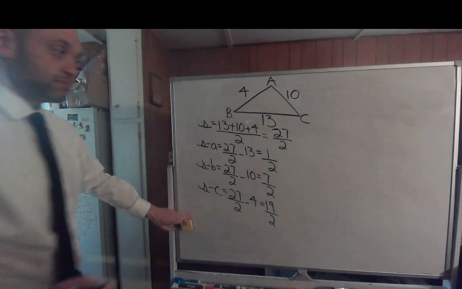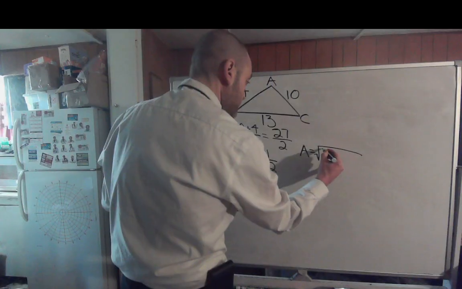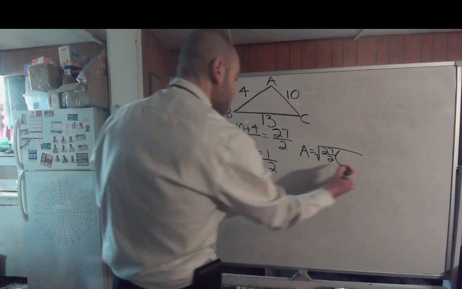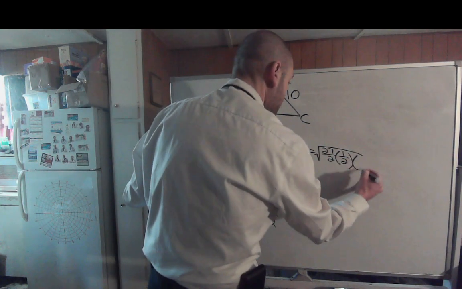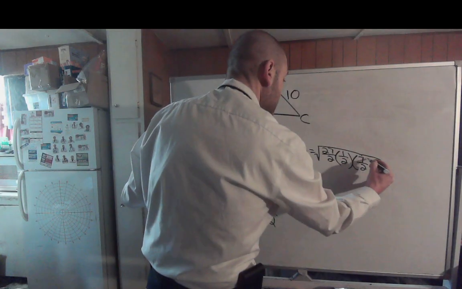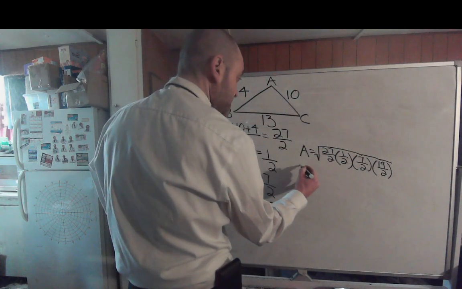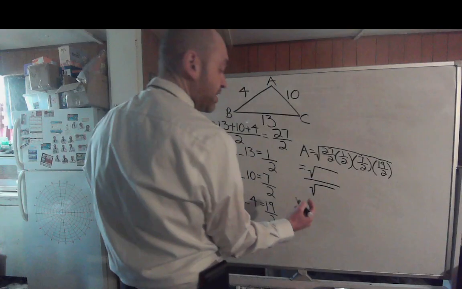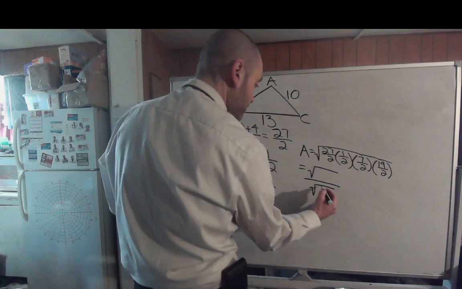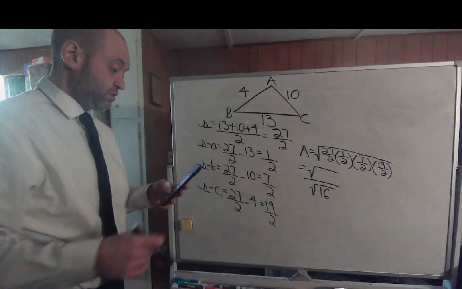Now we can just take all this and put it into the square root. So area would equal the square root of your S, which is 27 halves, times your S minus A, which is 1 half, times your S minus B, which is 7 halves, times your S minus C, which is 19 halves. Alright, so this is going to then turn into 2 square roots, one in the numerator, one in the denominator. That's 2 to the 4th, which is 16 in the denominator, so the square root of 16. Now let's figure out what this ugly numerator is going to be.